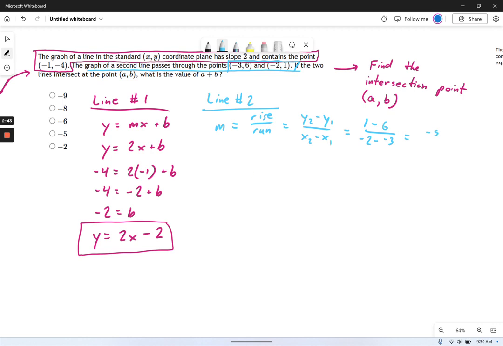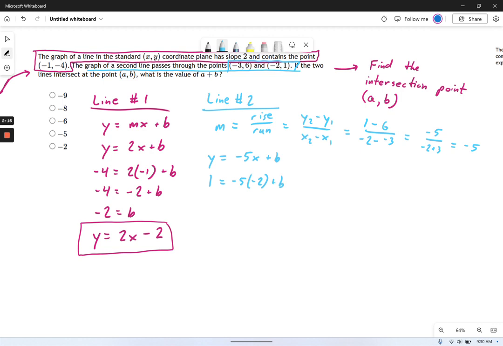And if we simplify this, it becomes -5 over, let's see, -2 plus 3. Okay, so we've got 1 on the bottom. So this slope is -5. So now I can write my equation y equals -5x plus b, and we plug in either one of those points. Either one will be fine. I'm just going to choose y equals 1, x equals -2. Keeps the multiplication a little bit smaller here.